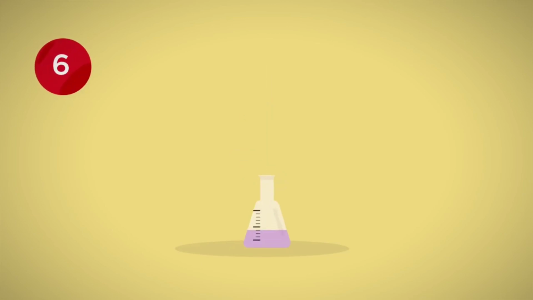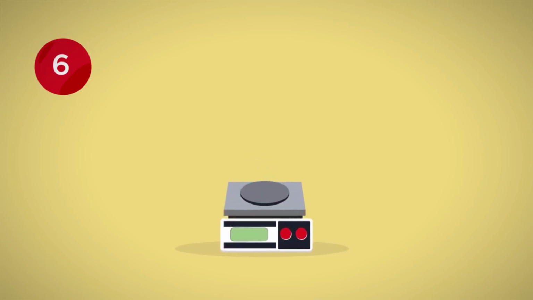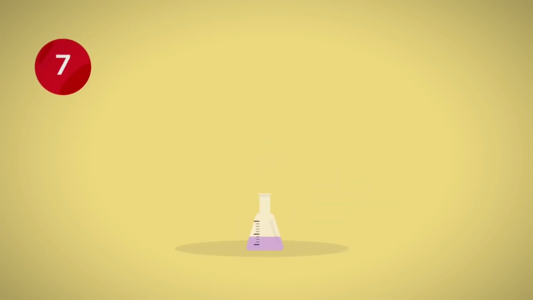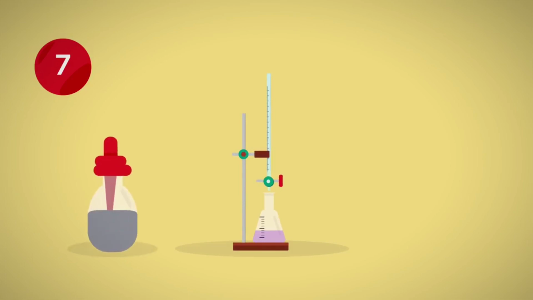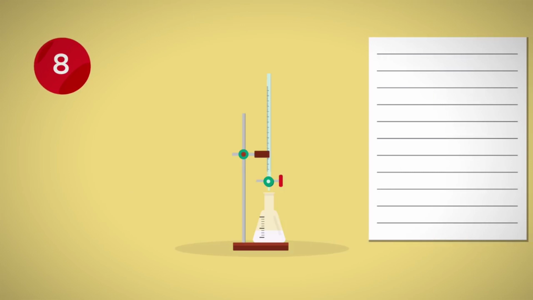6. You may need to swirl the flask to mix, or use a stir plate. 7. Stop adding when the reaction is complete. The endpoint is reached. This is where an indicator may help because there would be an appropriate color change. 8. Record the final volume.